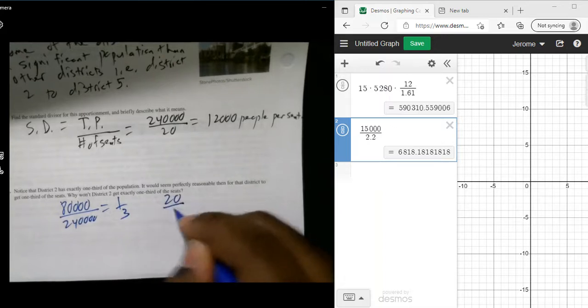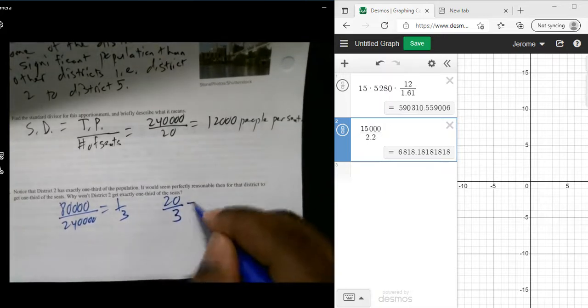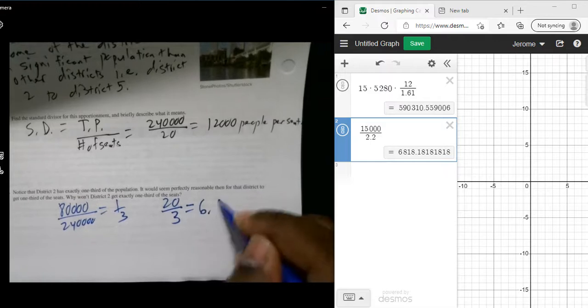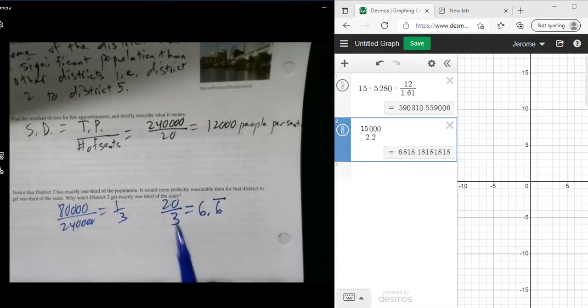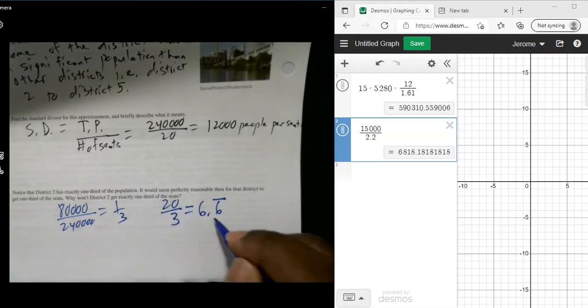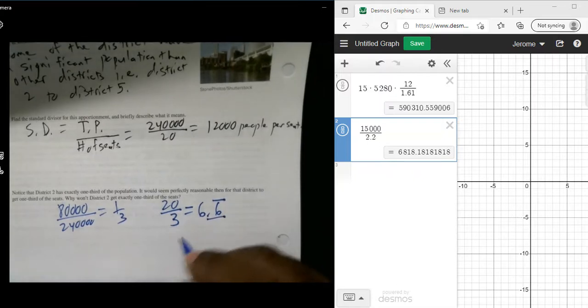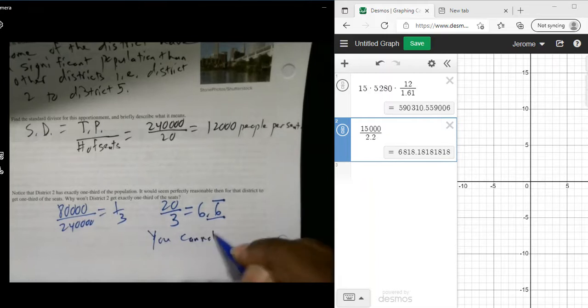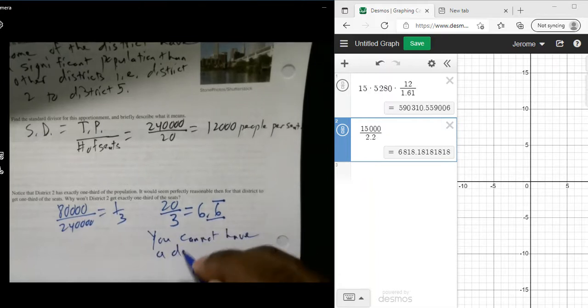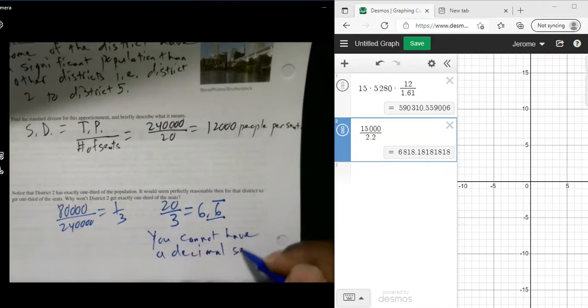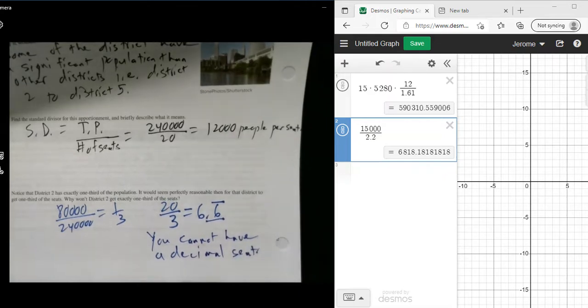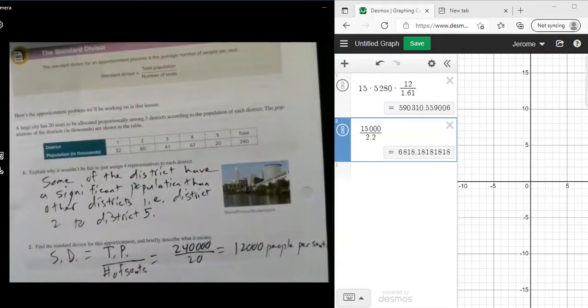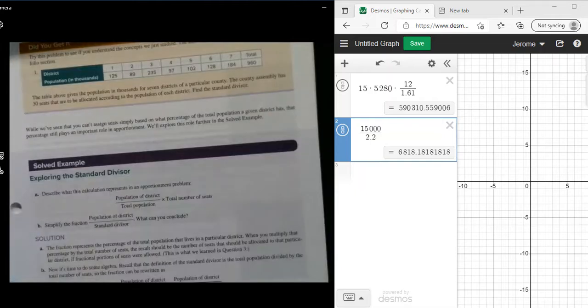So if you take 20 and divide it by 3, that would give us about 6.6 repeating. The reason why they cannot get 1/3 of the seats is because you cannot have 0.6 of a seat. That's why they cannot have 1/3 of the seats. You cannot have a decimal seat. Okay, now we move on to the next page.